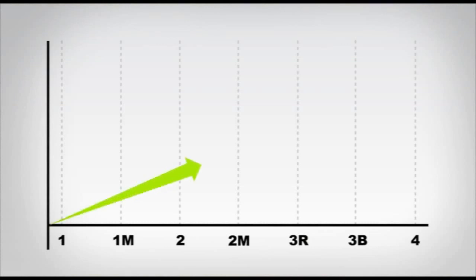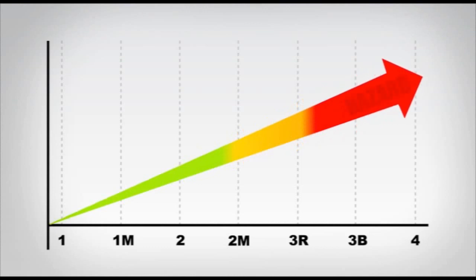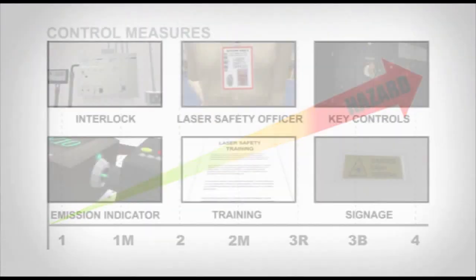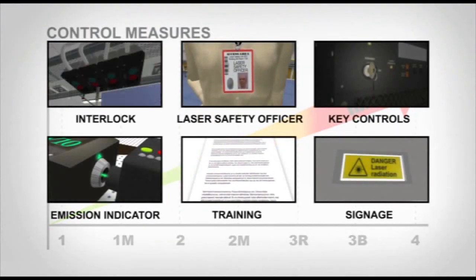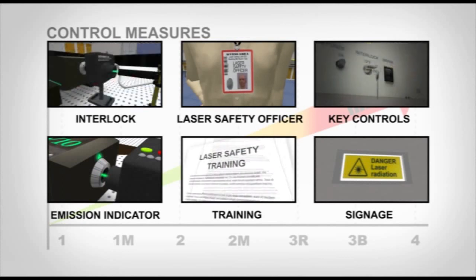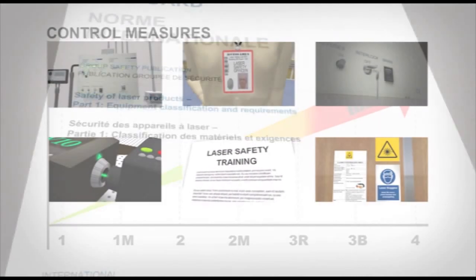In this module, we will outline the 4 main laser classes in the standard, from 1 through to 4, and the increasing hazards associated with each class. Class 1 is subdivided into Class 1 and 1M. Class 2 is subdivided into Class 2 and 2M. Class 3 is divided into 3R and 3B, and Class 4 has no subdivisions. Each laser class defines what labeling schemes, interlocks, key controls and emission indicators are needed.